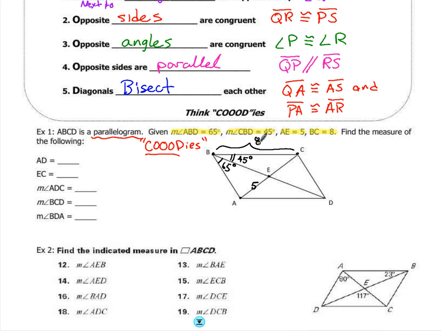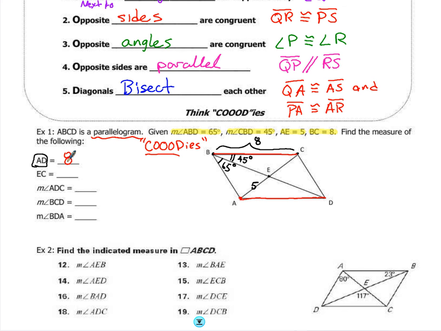AD is the segment length we're trying to find. AD is located right here, from here to here. And AD is a side that is opposite of the parallelogram to BC. And if those sides are opposite, that means they're going to be congruent using my cooties. Opposite sides are congruent. So I can say that if BC is 8, then AD is 8.